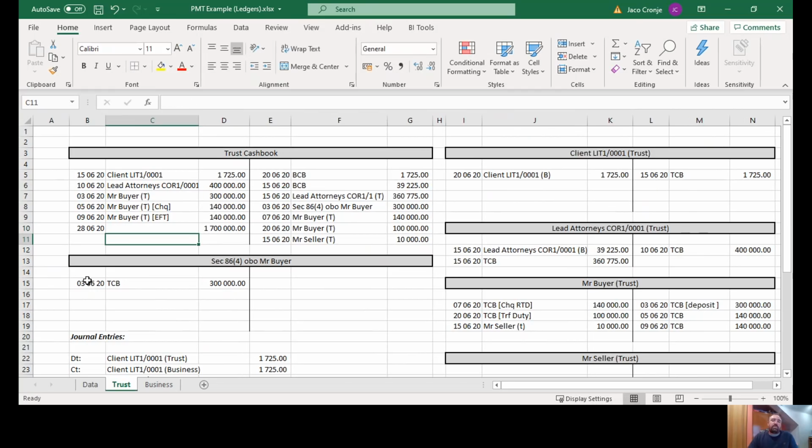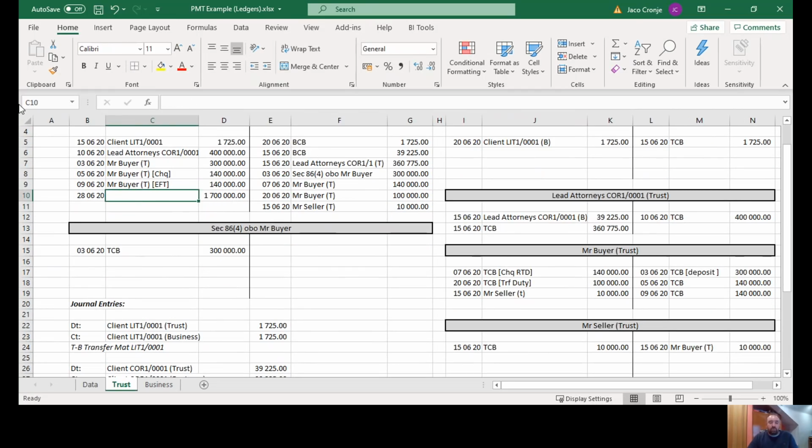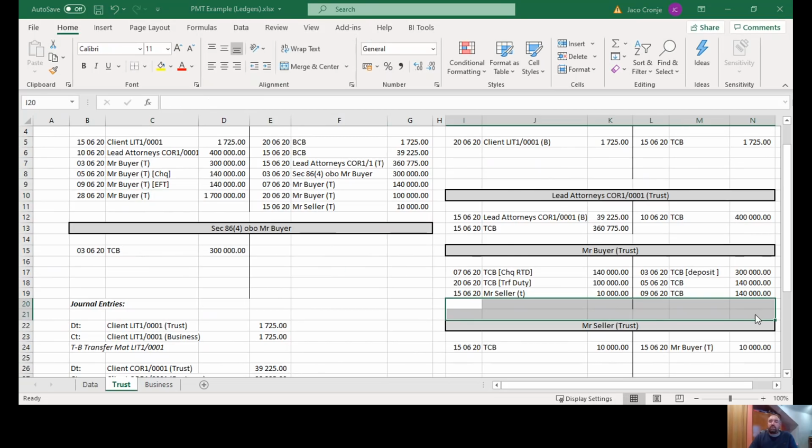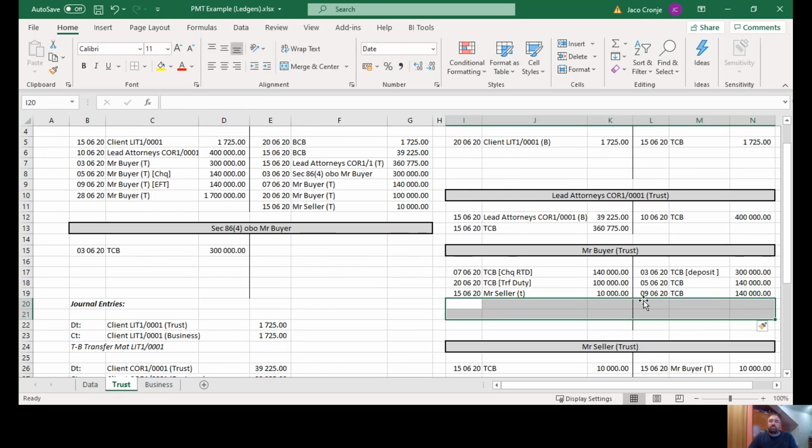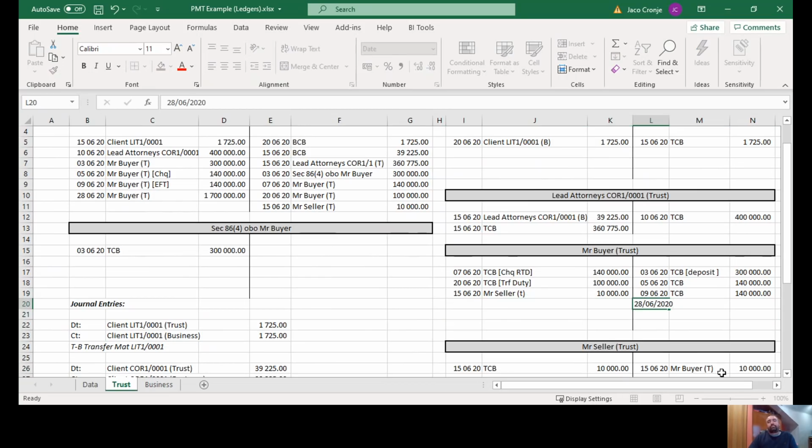Who will the guarantee pay out to? The answer is the guarantee will be on behalf of Mr. Buyer. So in Mr. Buyer's account, I'm just going to add some lines here. In Mr. Buyer's account, I'm going to have a TCB transaction to the value of the guarantee that paid out.